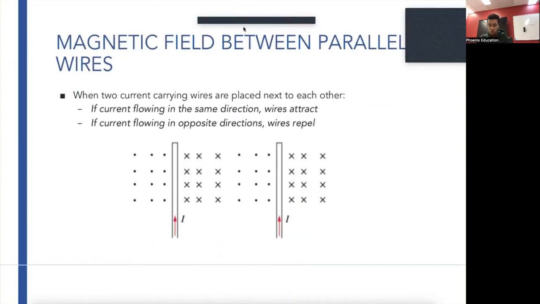So when you have two wires, they can either attract or repel. The way you determine it is that if the currents in either wire are traveling in the same direction, then the wires will attract. If they're traveling in opposite directions, those wires will repel.